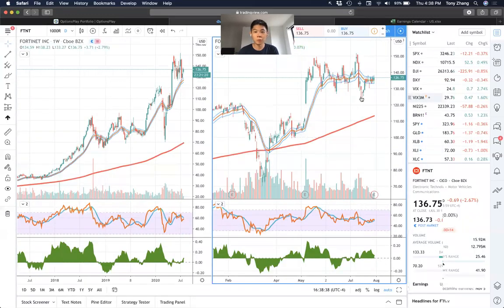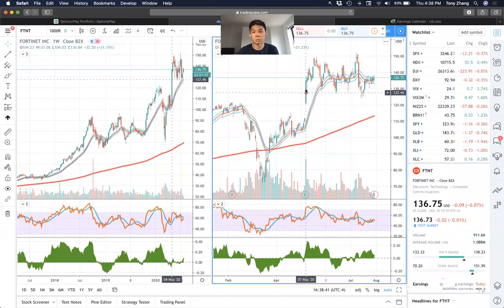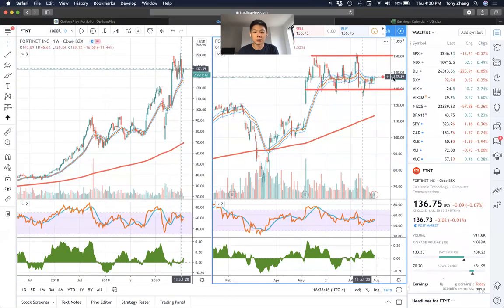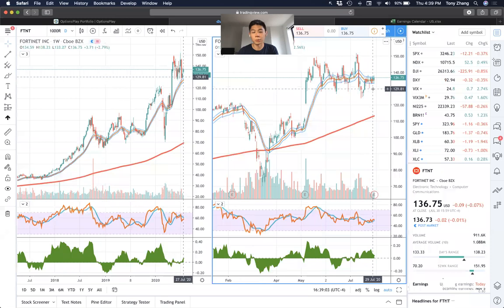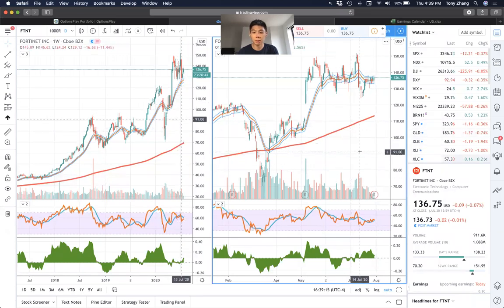FTNT, Fortinet. This is a stock that really has just been consolidating between 130 and 150. From a fundamental perspective, it has a good fundamental story, but it is a stock that has jumped 40% over the past couple of months. So I would wait for a breakout here. In the meantime, I think you could sell credit spreads. If it's near the bottom of that range, sell a put credit spread. If it gets to 150, sell a call credit spread. That's the opportunity that I currently see with names like this.